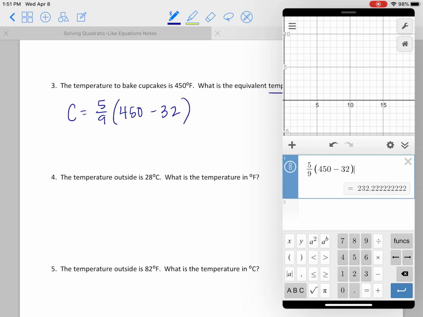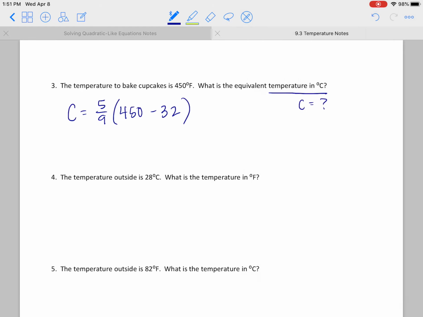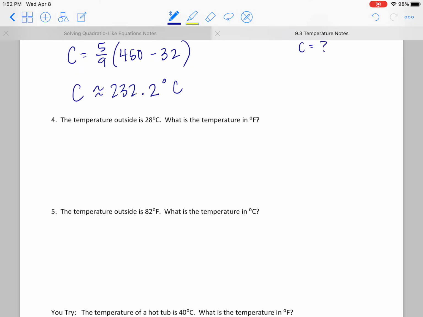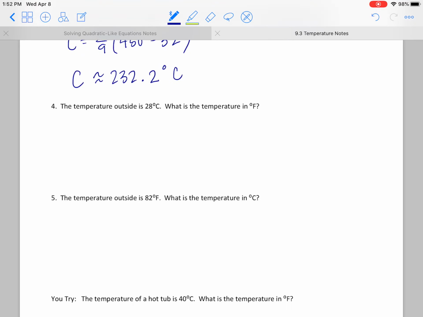And then let's go to the calculator to not screw this up. We have 5 divided by 9, and then afterward, in parentheses, 450 minus the 32. And it's about 232.2 repeating. So C is approximately 232.2 degrees Celsius. So if you're baking cupcakes at about 450 degrees Fahrenheit, that's going to be about 232.2 degrees Celsius. Okay?